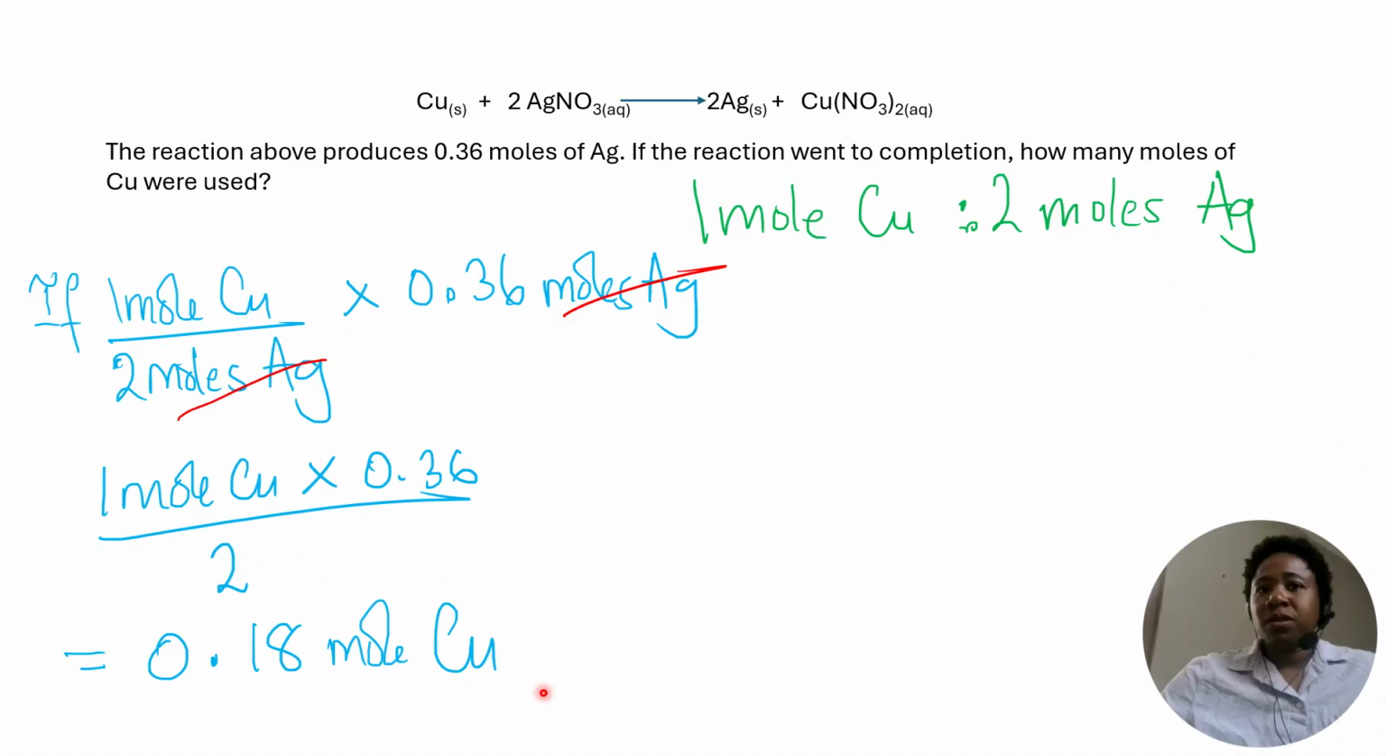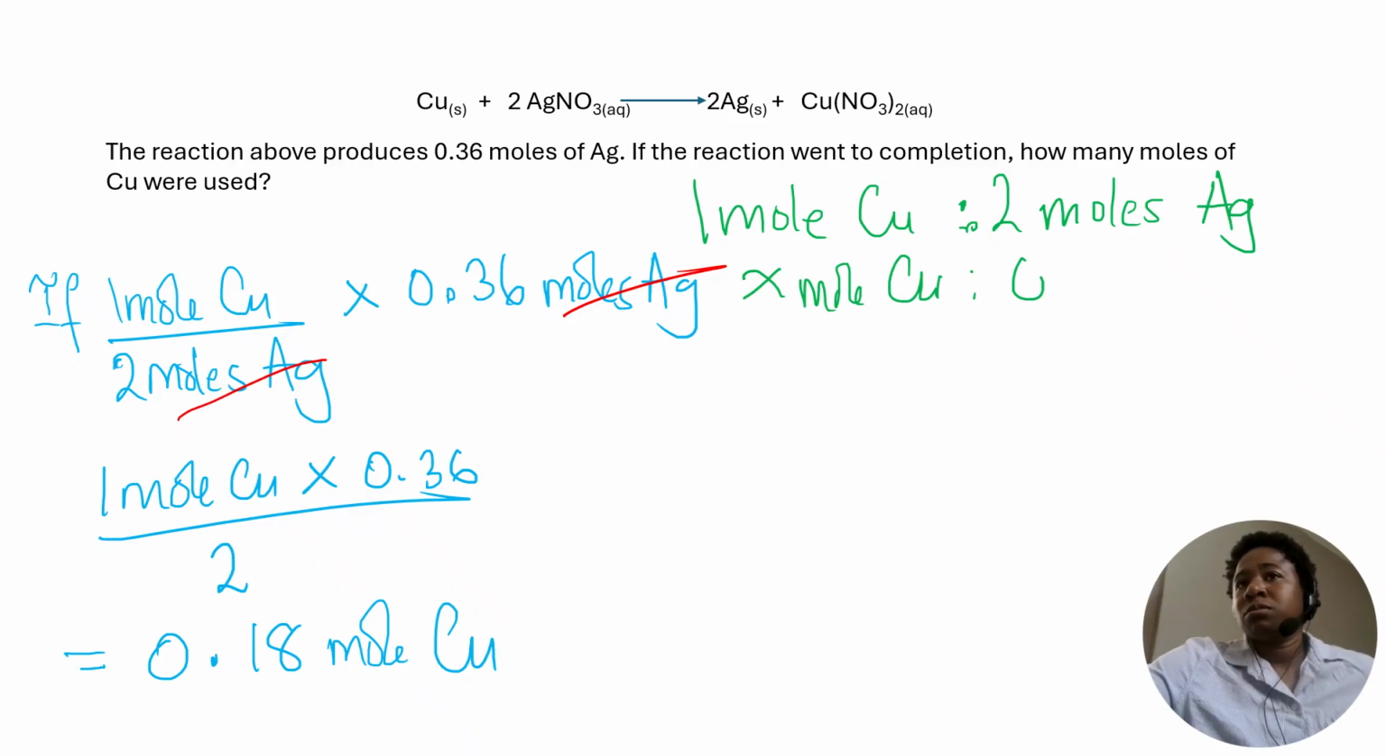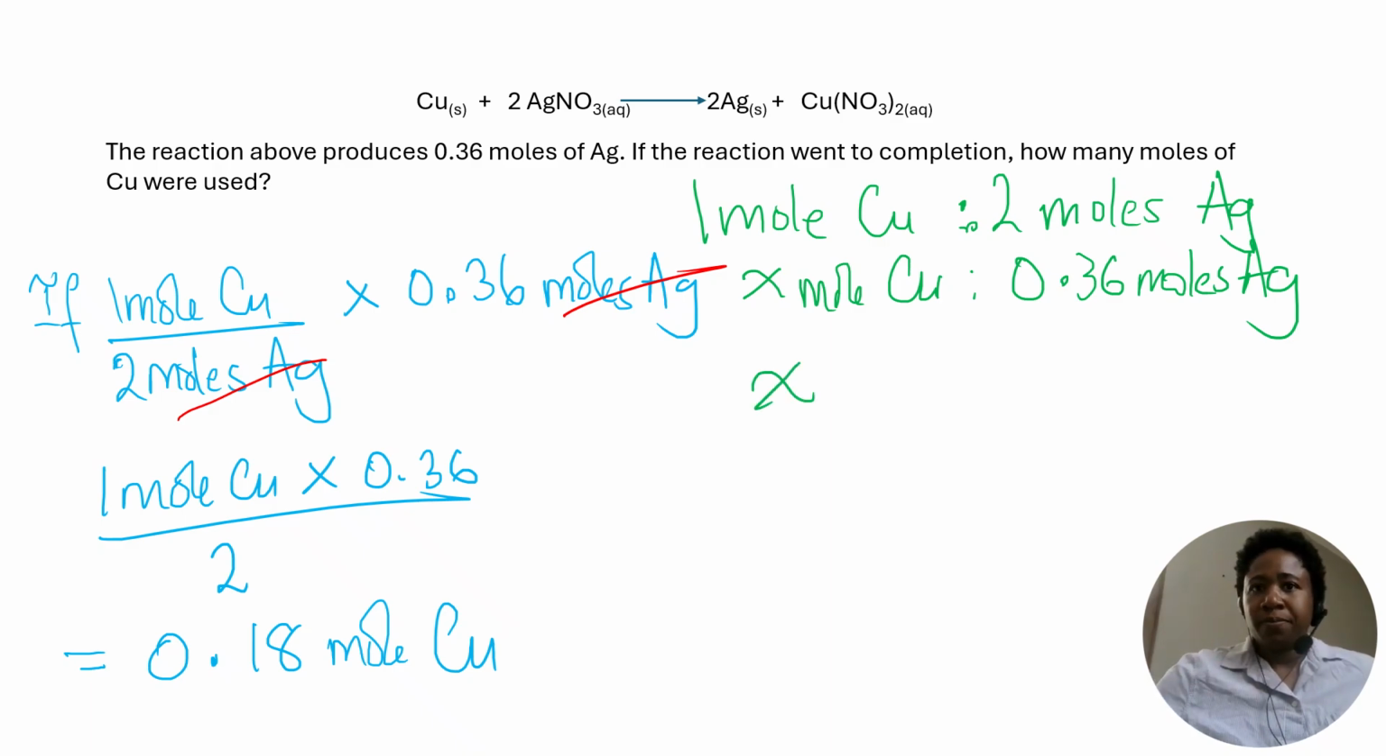We could also use the ratio setup that we have here, 1 mole copper, 2 moles silver. It's just another way to look at it. So we want to know, this is our unknown, X moles of copper. And our known is 0.36 moles of silver. So we could cross multiply. So we know that these will be cross multiplied, and I'll change the color to show the other two. That's going to be multiplied.